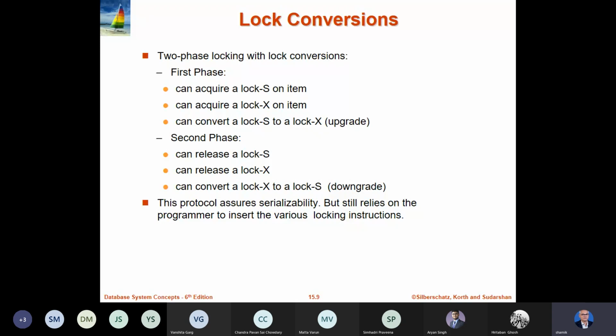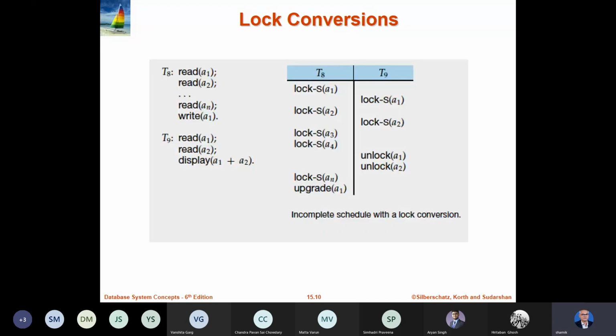First you take a shared lock, later on you convert it to an exclusive lock. And while releasing, you can release a shared lock, release an exclusive lock, or convert an exclusive lock to a shared lock. But once you start releasing locks, it will be part of your second phase. Or if you try to convert it back to a lower level, then it is part of your second phase. So this is lock conversion.